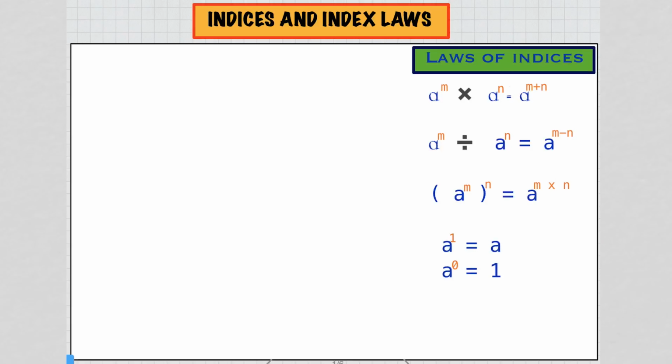In this video, you are going to learn about indices and index laws. Here we have written laws of indices. The first and the second one I've already covered with you in my previous videos, so I'll just go through it quickly.